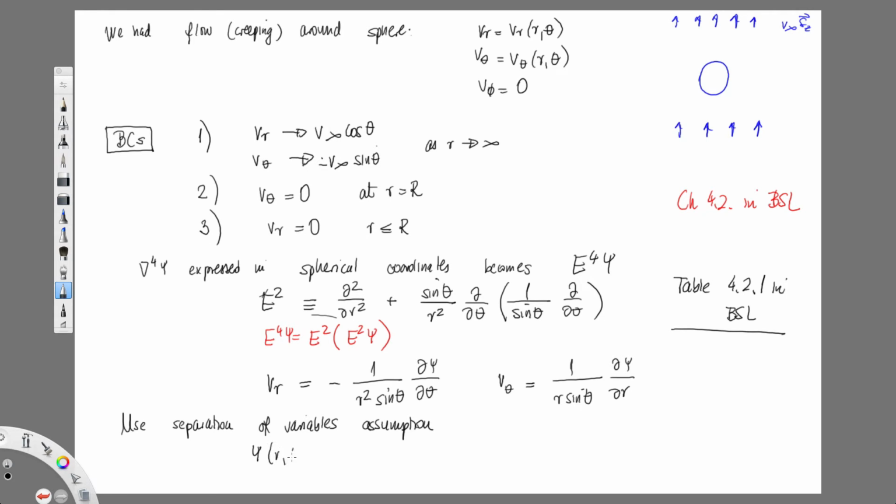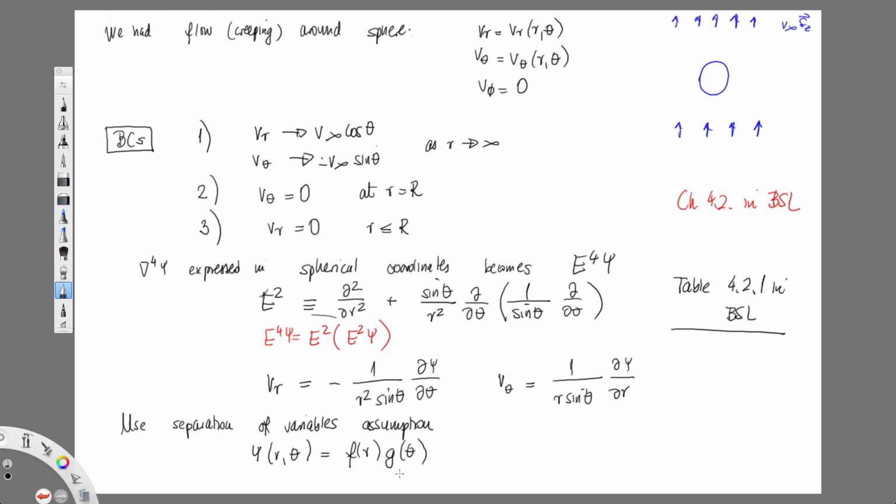Psi of r theta is some function of r times some function of theta. And I'm going to call them f and g. Secondly, if I could guess one of these functions, that would be really awesome, because then I would really simplify solving the problem. And again, I have to resort to looking at boundary conditions to guess that.